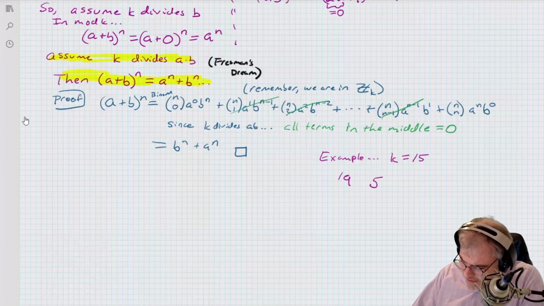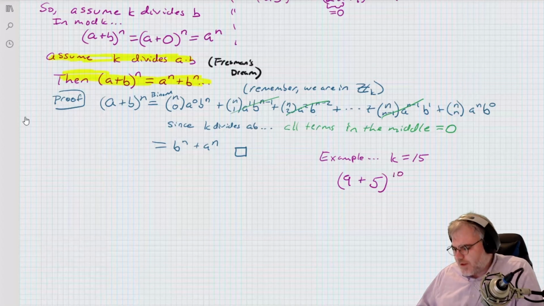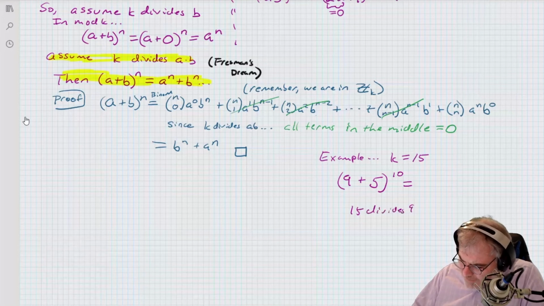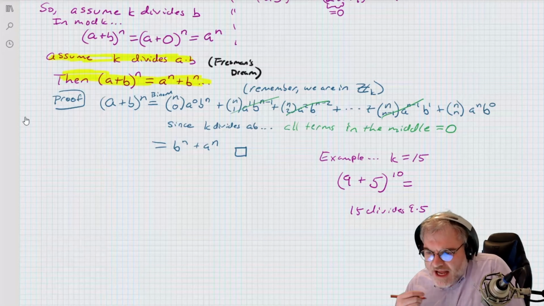All right, so I'm going to look at 9 plus 5 to the 10th, or whatever. I don't actually care. The point here is I've got 15 here, I've got 9 here, and I've got 5 here. Notice that every term in the middle, 15 divides 9 times 5. 9 times 5 is 45. That means 15 will divide.